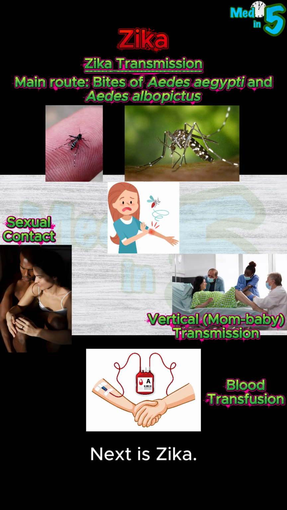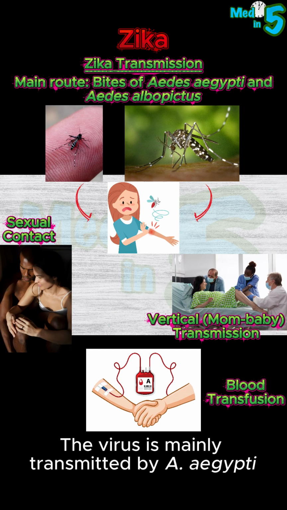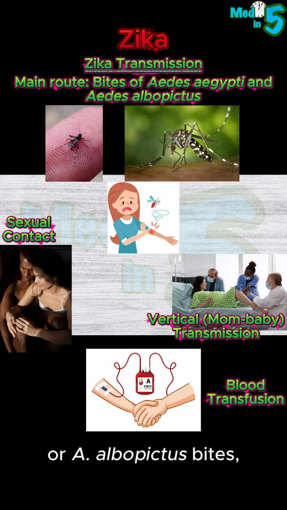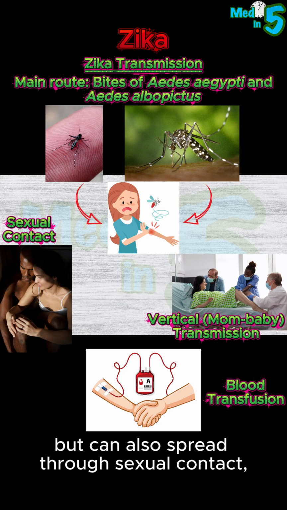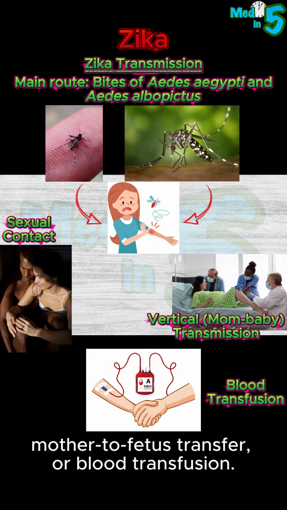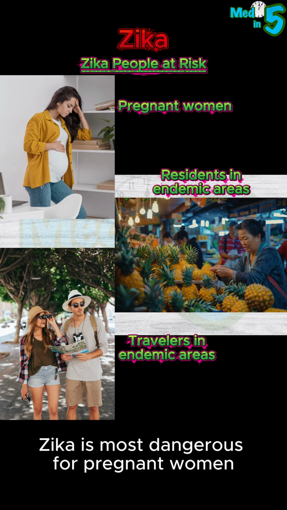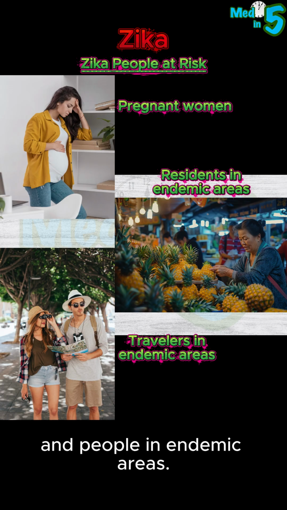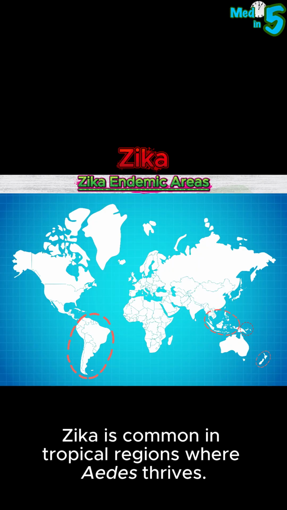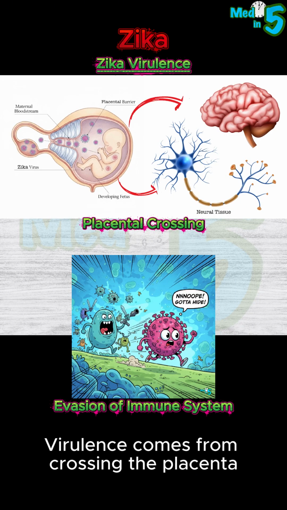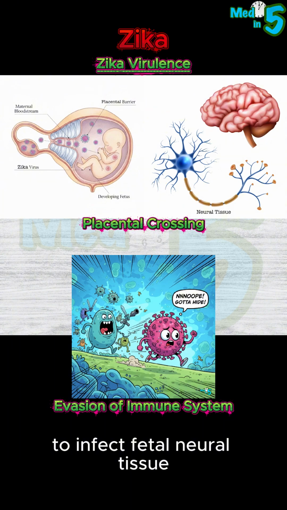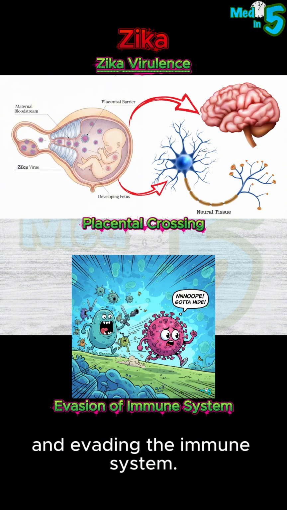Next is Zika. The virus is mainly transmitted by Aedes aegypti or A. albopictus bites, but can also spread through sexual contact, mother-to-fetus transfer, or blood transfusion. Zika is most dangerous for pregnant women and people in endemic areas. Zika is common in tropical regions where Aedes thrives. Virulence comes from crossing the placenta to infect fetal neural tissue and evading the immune system.